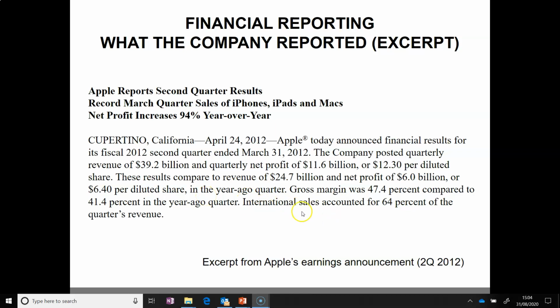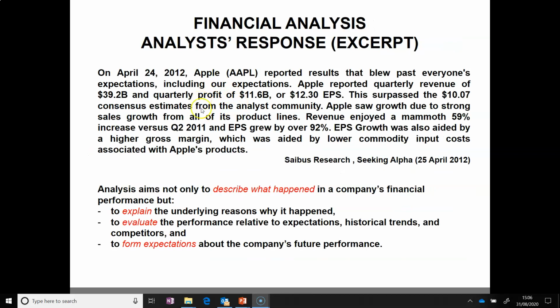The information about international sales speaks about the diversification that Apple as a company has, and it is also a reflection that its business risk is not concentrated geographically. Now, here we have a paragraph from an article written by a research company that has analyzed Apple's quarterly announcement of its financial results.